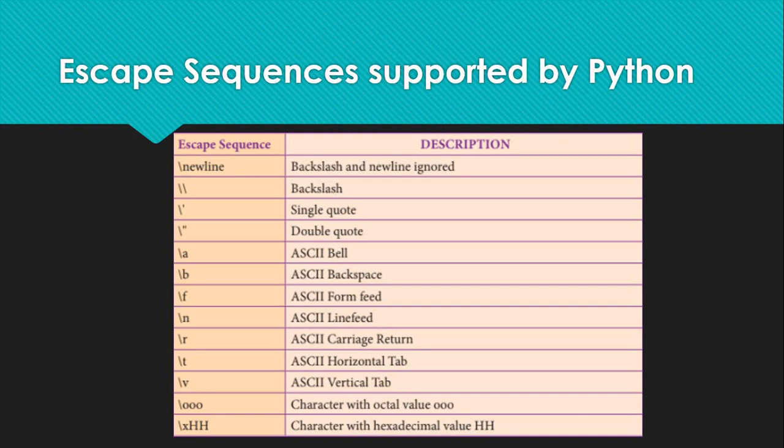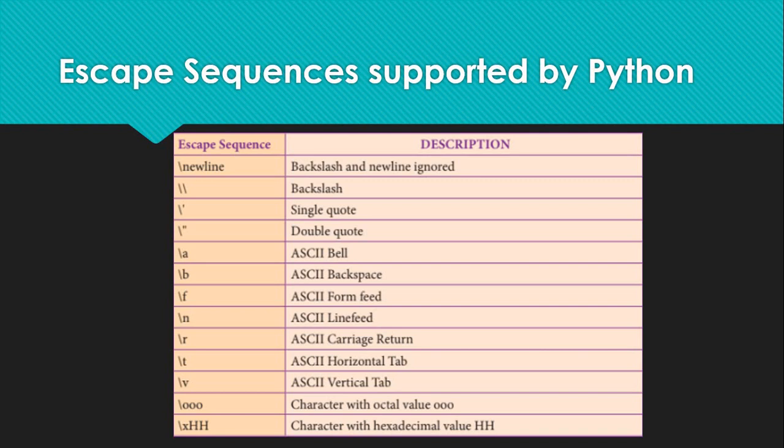Backslash a is bell sound, backslash b is backspace, backslash f is form feed, n is line feed, r is carriage return, t is horizontal tab, and v is vertical tab. And to represent an octal value, we use backslash ooo, and to represent a hexadecimal value, we use backslash xhh. The escape sequences which we commonly use in Python programs will be the one used for a new line character, the one used to represent a horizontal tab, and the one used to represent a vertical tab. That is backslash t and backslash v respectively.